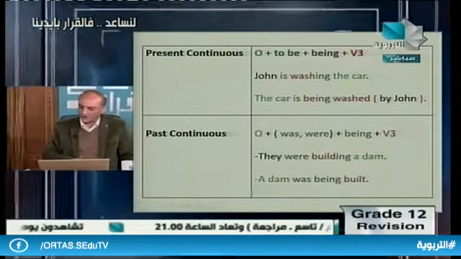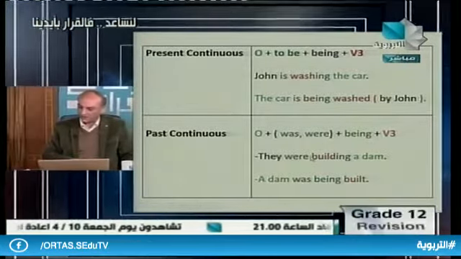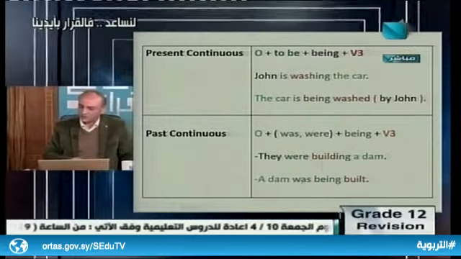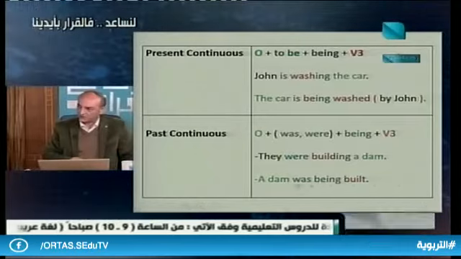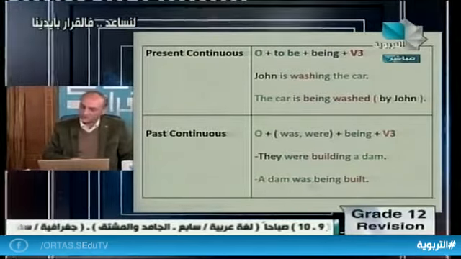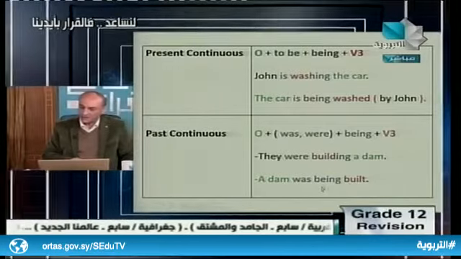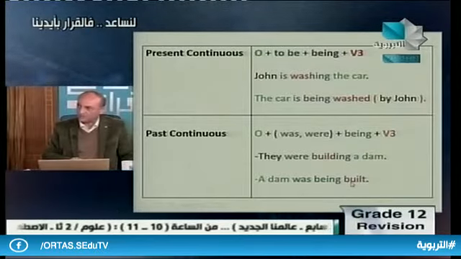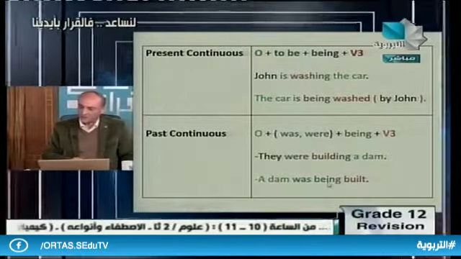A dam is the object. Building here is written in the past continuous, that's why we use the verb to be in the past continuous: was. Singular, because a dam is singular. Was being, not were being. And then we use the past participle of the verb build, which is built. So a dam was being built.